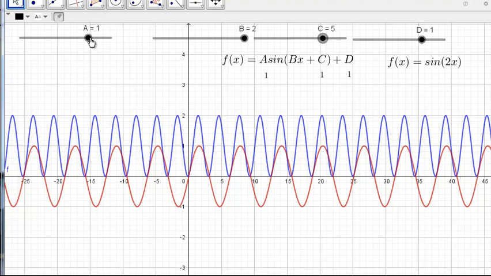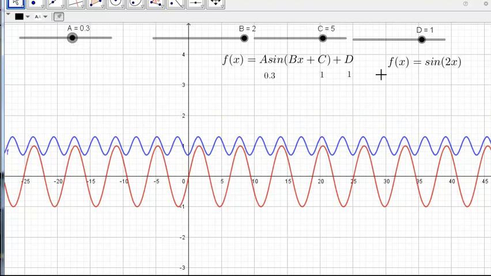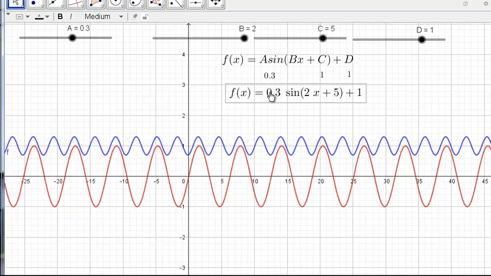And of course I can change the amplitude. I can, let's say, make the amplitude smaller. So the function now is going to be 0.3 sin(2x + 5) + 1. So let's write the function out here. And so there is the function now. A vertical compression to 0.3 of its initial value, a vertical shift upward of 1, a shift to the left of 2.5, and the period is reduced to 1/2 its initial value.